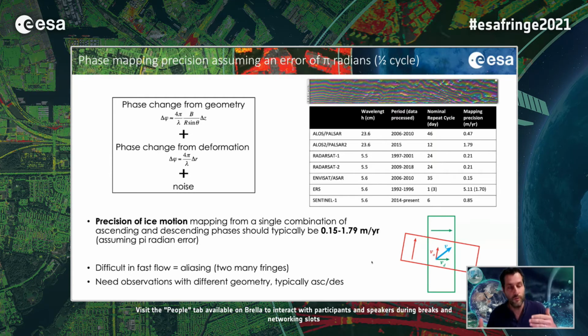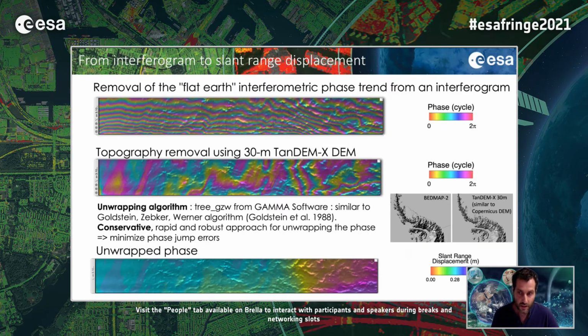We didn't move toward this approach in the past because it's difficult to put in place over such a large scale. There are difficulties in areas of fast flow, for example aliasing. There are too many fringes, and then you have issues in unwrapping your phase and retrieving motion. Also you need a more complicated way of observing the ground because you're sensitive to only one component. That means you need, for example, ascending and descending tracks, views with different geometry, so you can reconstruct at least the 2D motion of the displacement. This is what we have done here.